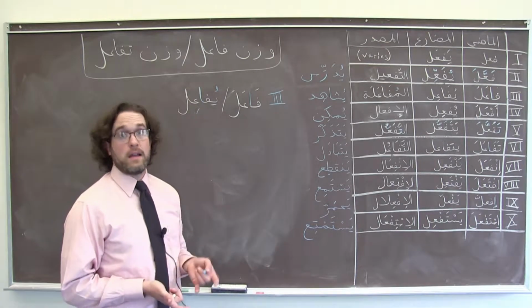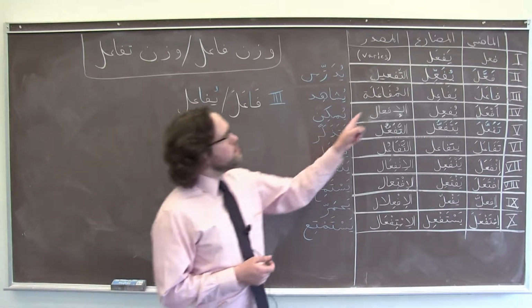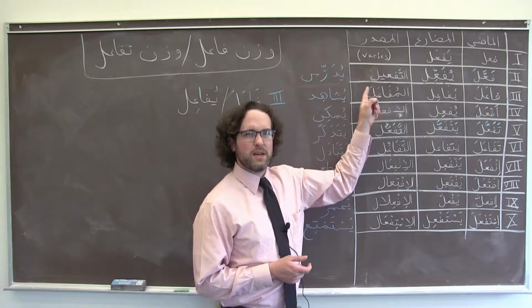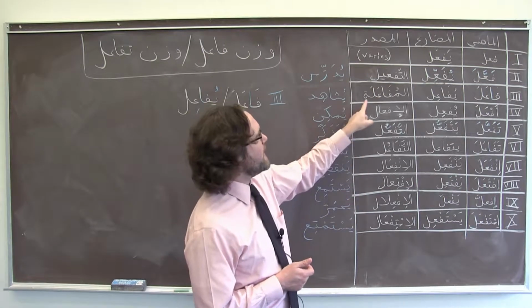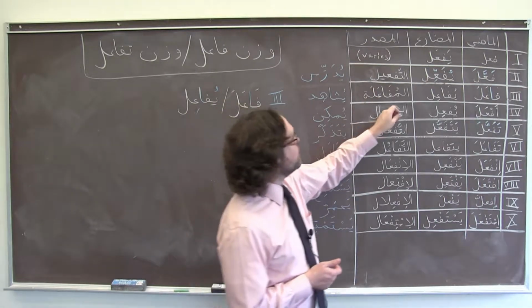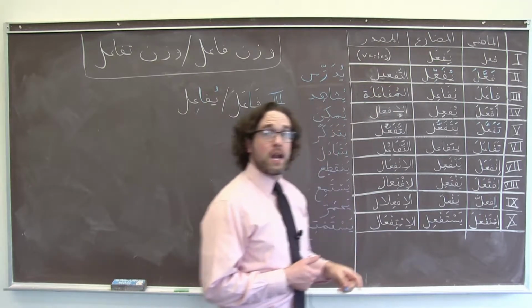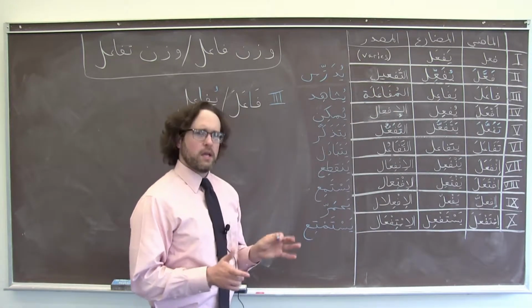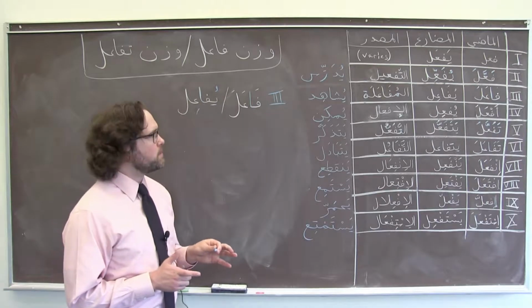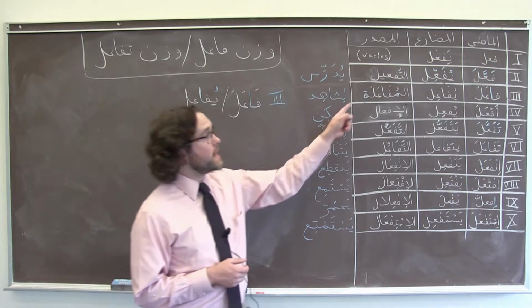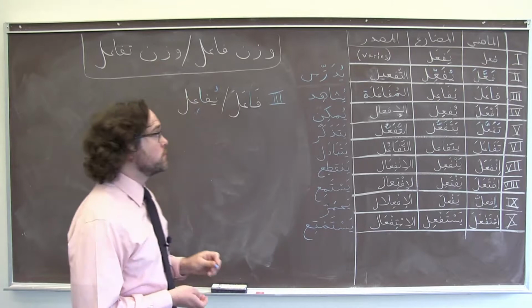instead, for yufa'il. Notice too that the masdar of form 3 is the only derived masdar form that has a ta marbuta on the end, and it also has a mim at the beginning, al-mufa'ala. So if you're looking at a new verb and you're wondering what form it might be and you see it in its masdar form, that's an excellent clue that it's a form 3 verb.